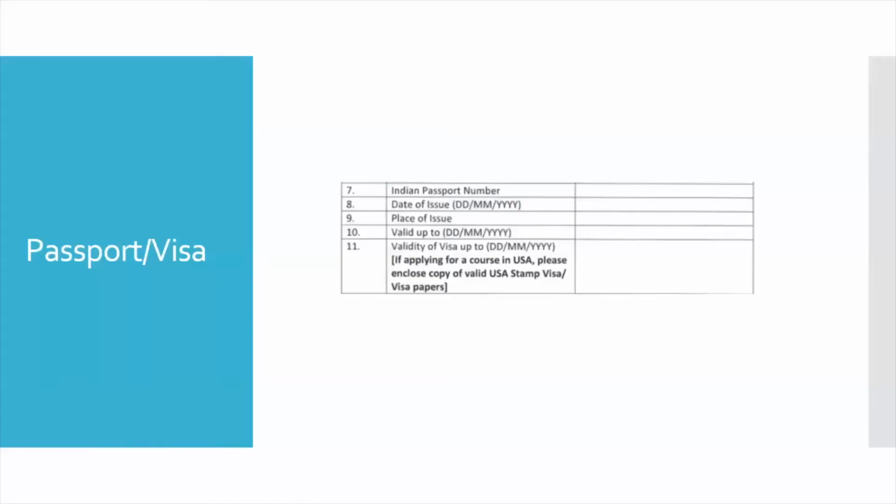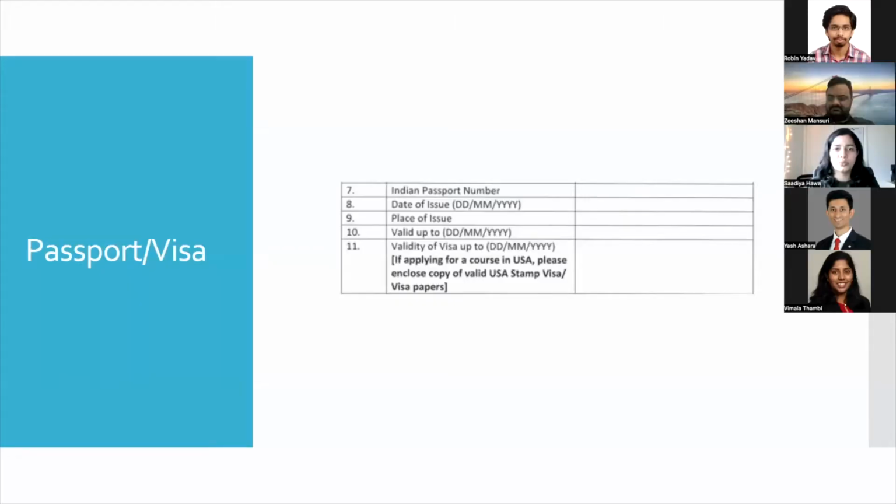For this section, you need your passport and your visa information: your passport number, date of issue, place of issue, expiry date, and the validity of your visa. Whatever visa you currently are on in the US, if you are in the US.